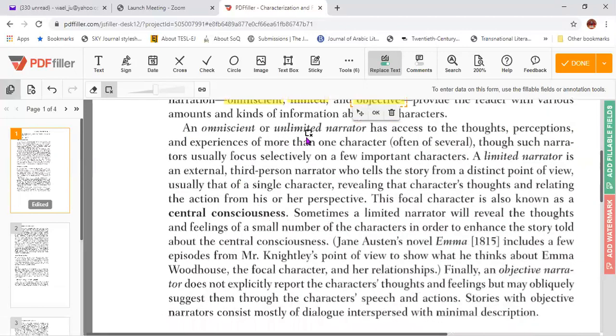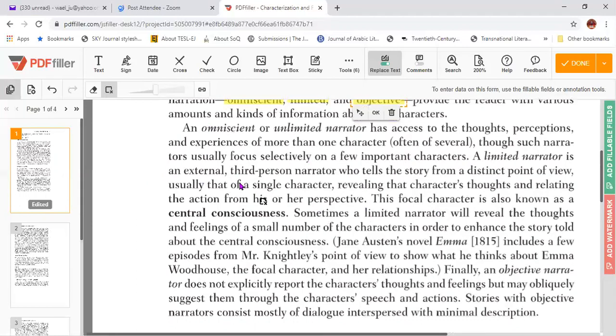An omniscient or unlimited narrator has access to the thoughts, perceptions, and experiences of more than one character, often of several. Such narrators usually focus selectively on a few important characters. A limited narrator is an external third-person narrator who tells the story from a distinctive point of view, usually that of a single character, revealing that character's thoughts and relating the action from his or her perspective.